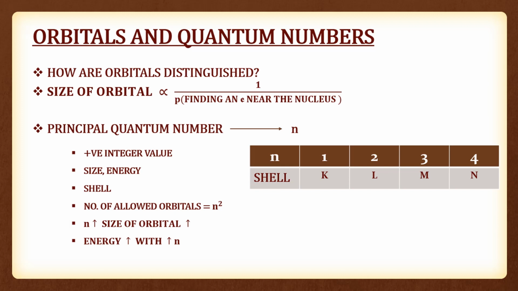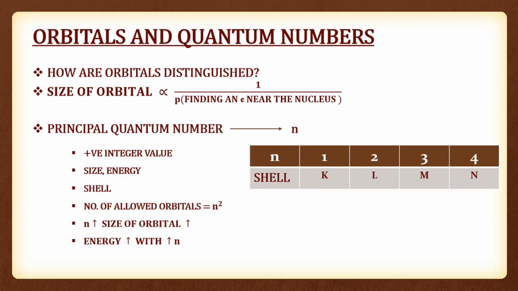The principal quantum number also identifies the shell. As the n increases, the number of allowed orbitals increases. Number of allowed orbitals in an atom is given by n square. All the orbitals of a given value of n constitutes a single shell of an atom. So when n is equal to 1, 2, 3, 4, the shell name will be K, L, M, N.